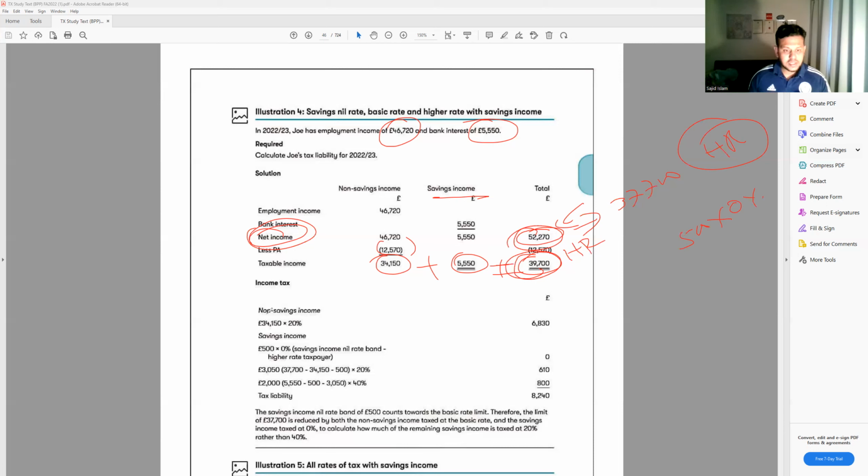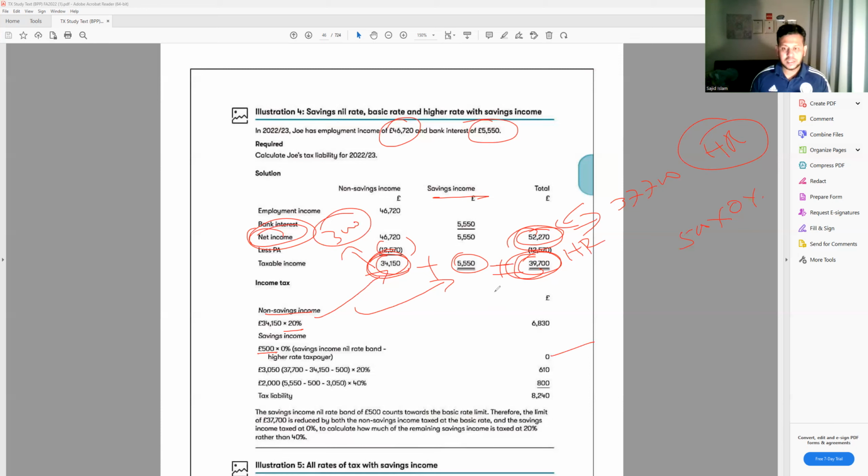So let's have a look. Non-saving 34,150, 20% straight away, no problem for that. And the next one, we have a savings income. On the savings income, remember that I have no starting rate because I have covered everything. Starting rate is only if I have some remaining from the non-saving. For example, if it is 3,000, then I have 2,000 starting rate for the savings, zero rated. But here I have more than 5,000, so ignore that. I'm a higher rate taxpayer. The first 500, I don't pay any tax, so nil rate, zero.